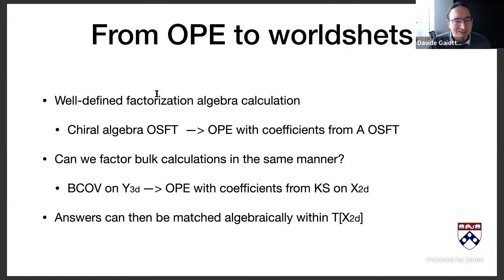So this slide was the statement of this goal. I have the chiral algebra. I can compute OPEs and correlation functions, and I can express them as worksheets. On the other side, I have BCOV on some Becker geometry. I can compute OPEs using the holographic dictionary, and I can try to express it in terms of the theory on X. And if I can do so, I can now try to convince myself that the calculations are literally the same.